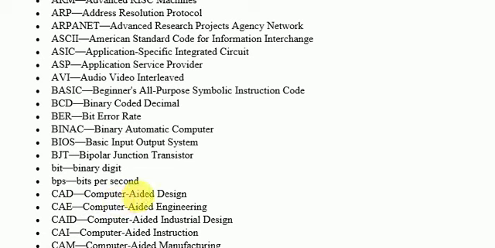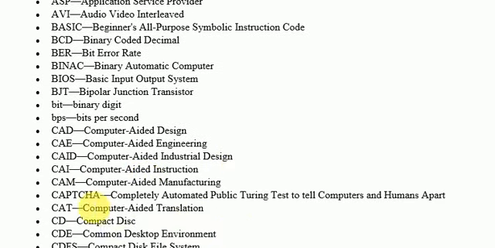Then CAD, computer aided design, CAE, computer aided engineering, CAID, computer aided industrial design, CAI, computer aided instruction, CAM, computer aided manufacturing. Basically all these terms from CAD to CAM are related to automobile as well as mechanical engineering, to develop different types of automobile parts or other parts.